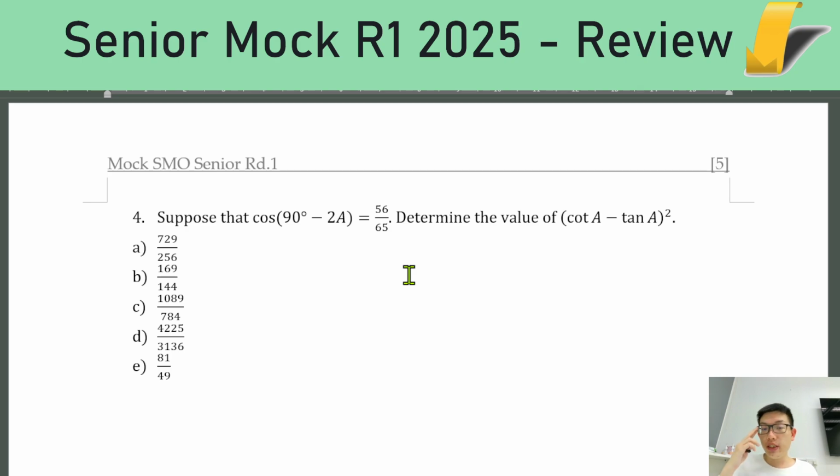Okay, now for this one here, how are we going to do this? Well, I will start by saying that I can convert everything into sines and cosines because that is usually a better thing.